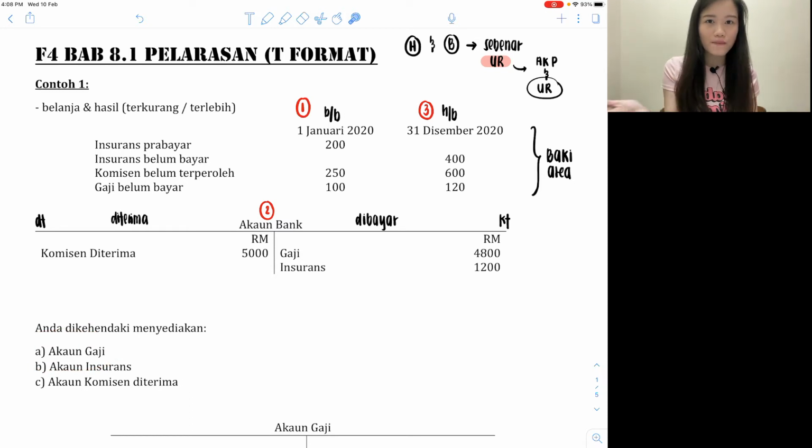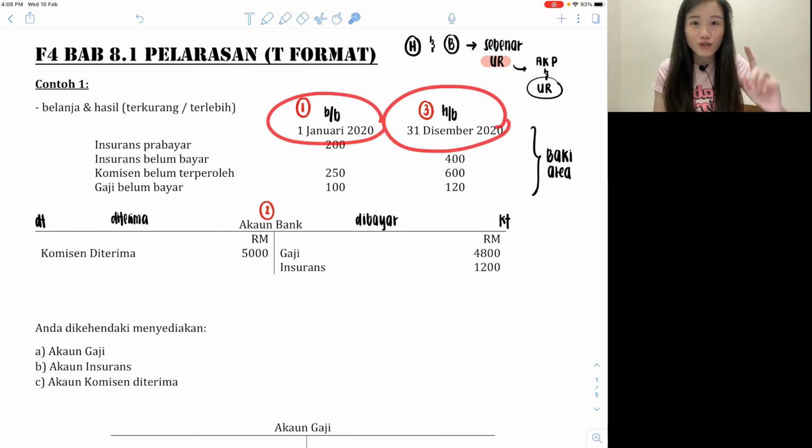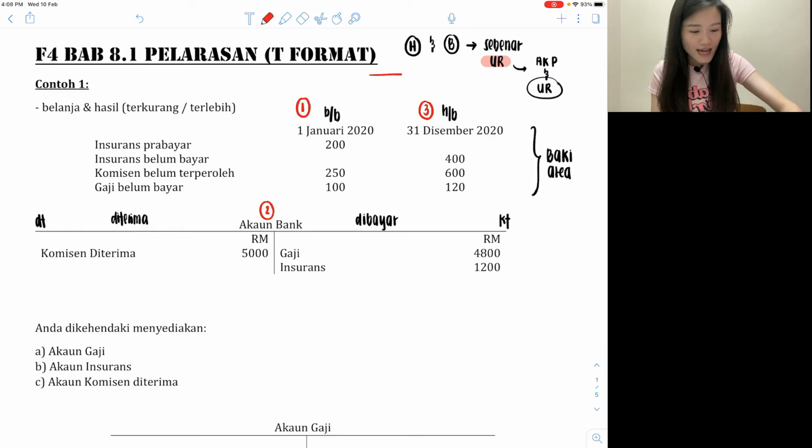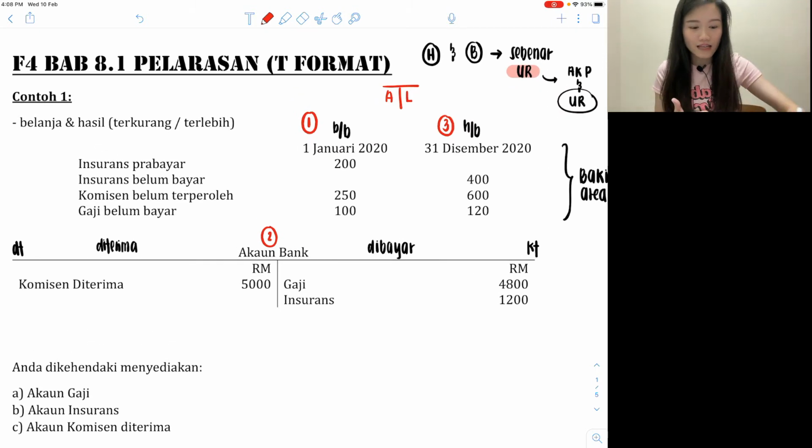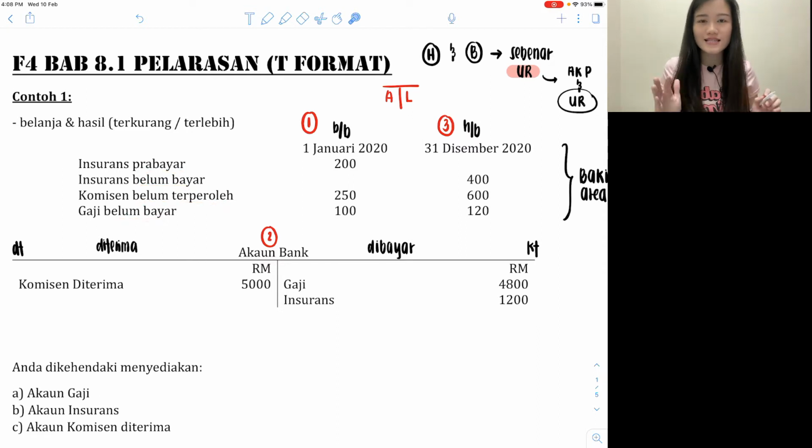So before you can start posting them, don't you need to know their direction? So for BB and HB, you will follow standard asset dengan liability way. Why do I only mention A and L? Because these items that are given, prabayar, belum bayar, belum terperoleh, and belum bayar, are either AS, if not then LS. That's why here we're going to label them by their klasifikasi first, then you will know where they are supposed to sit inside their own account gaji, account insurance, or account commission itself.